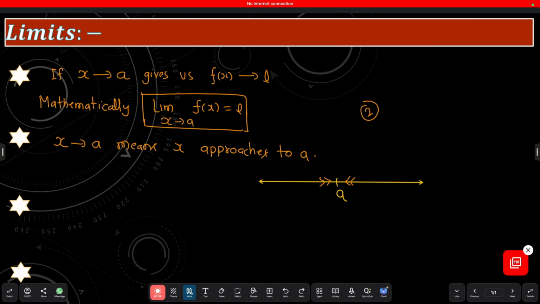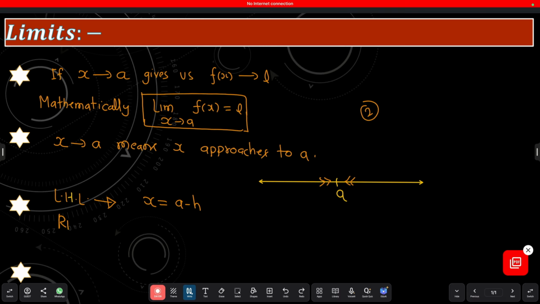So when I write LHL, left hand limit, it means I am approaching x from the left side. So in LHL, what will be the x value? The x value will be A minus h. What is h? h is a very small positive number, infinitely small.